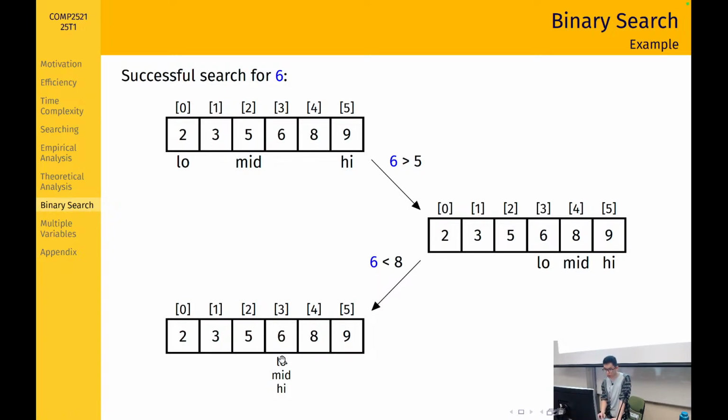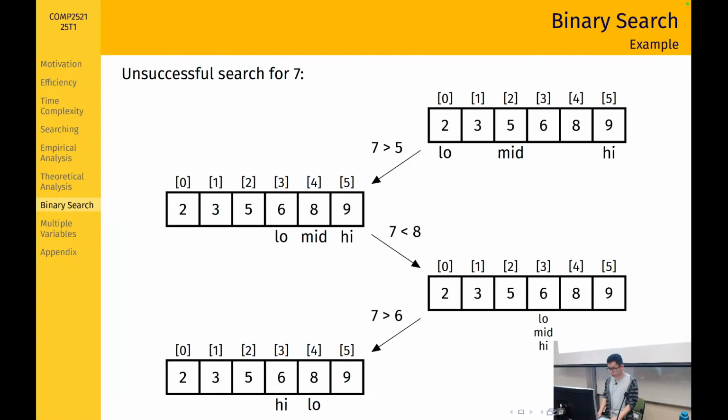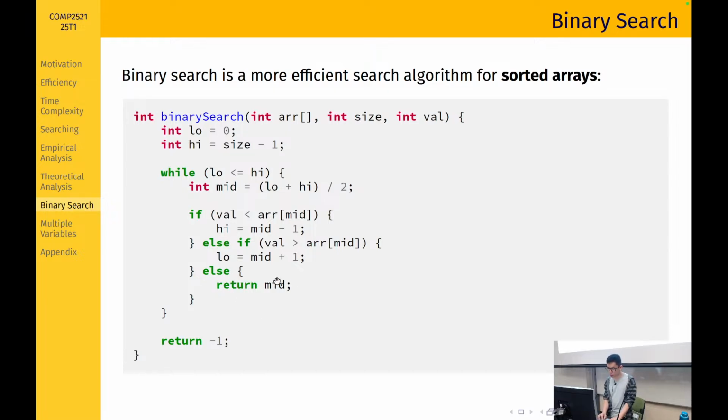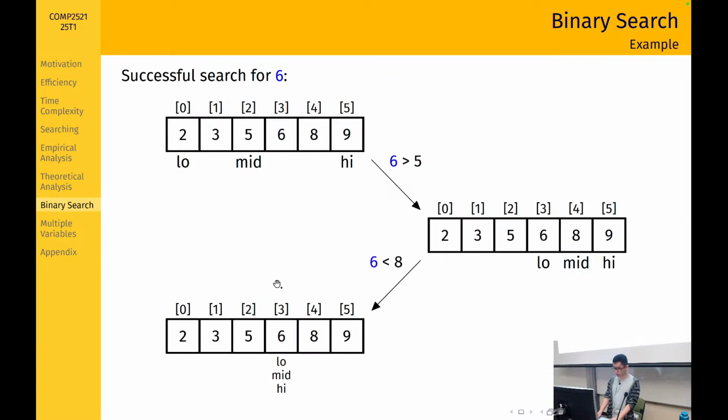Okay, so now low equals high, right? So that means when we calculate the midpoint, it's also going to be the same. So the value at this index is 6, and that's the value that we're looking for. All right, so we return mid. So we return 3.